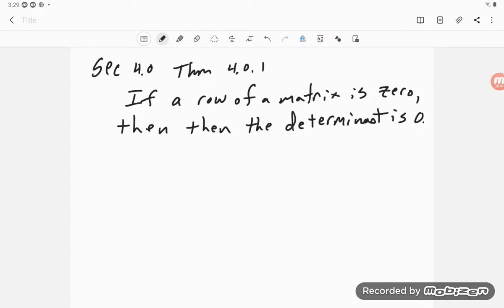Okay, so this is section 4.0, theorem 4.0.1. If a row of a matrix is 0, then the determinant is 0. And for them, they say proof, they say it just comes straight from the definition.